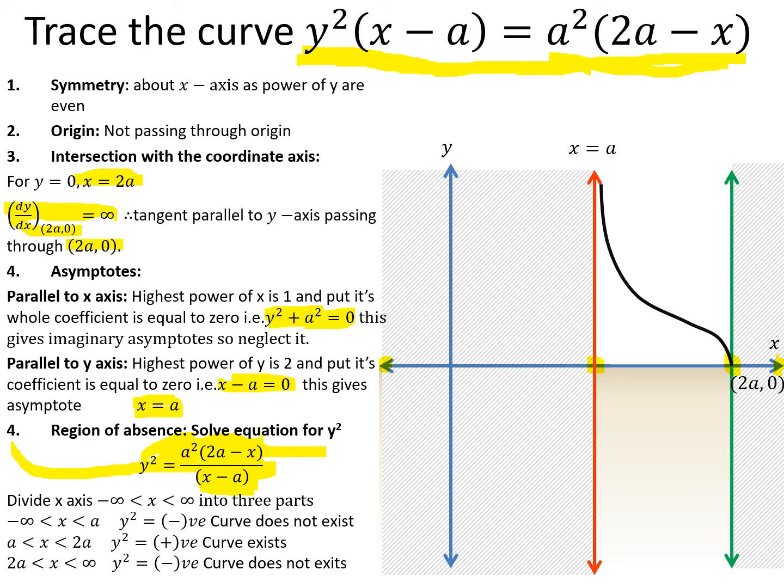Now because the curve is symmetric about the x-axis, the same graph we will draw below the x-axis, like that. So it is your curve tracing for the given equation. I hope it is clear to you.